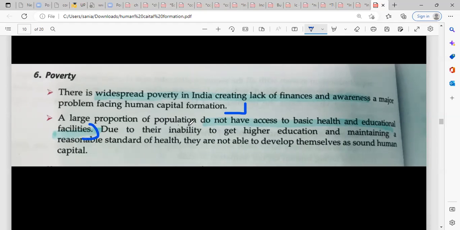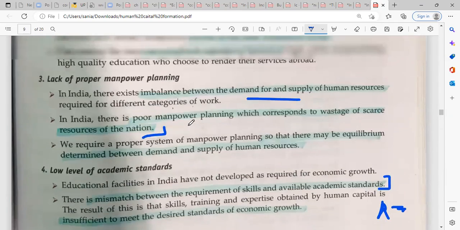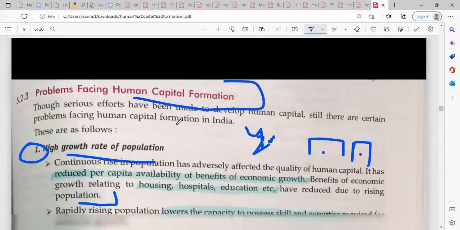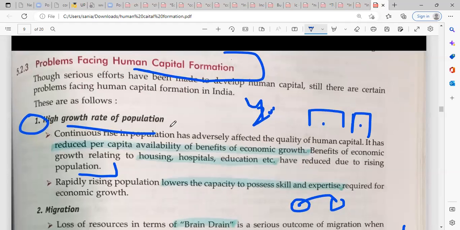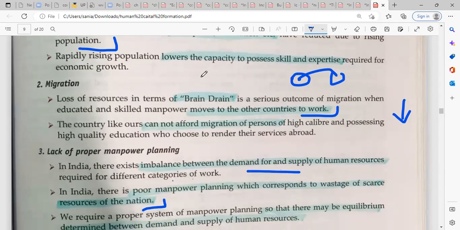So because of these six reasons, human capital is not increasing. Because the population is too large, people are not getting proper education, because earlier I had two schools for 400 people, and now there are still 400 people, but you still have two schools. Then migration: people take education here, but they start working somewhere else. So they will be contributing to another country's economic growth, not to this country's.